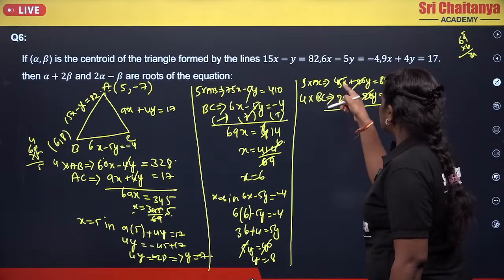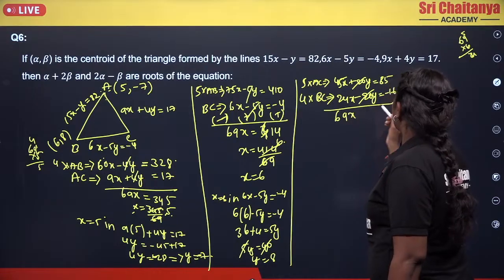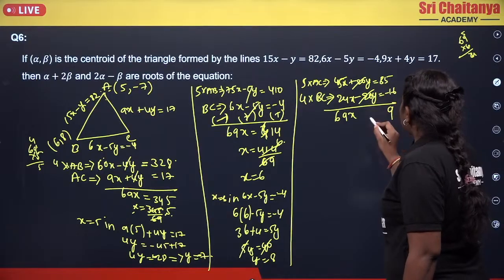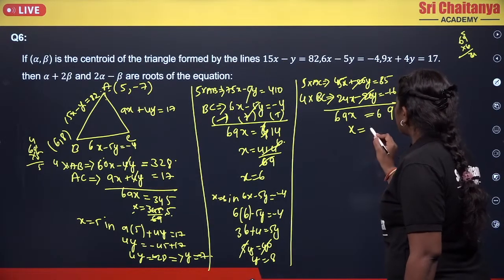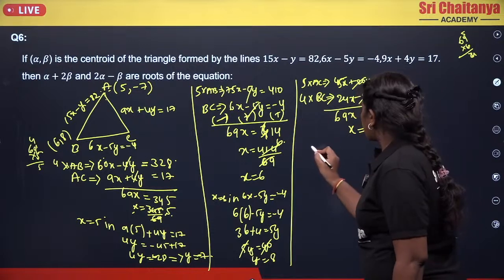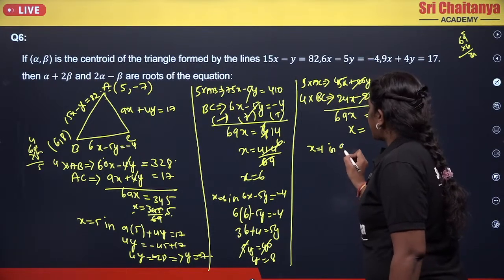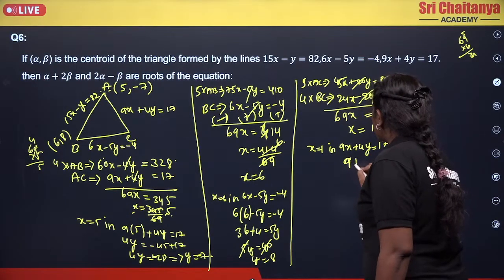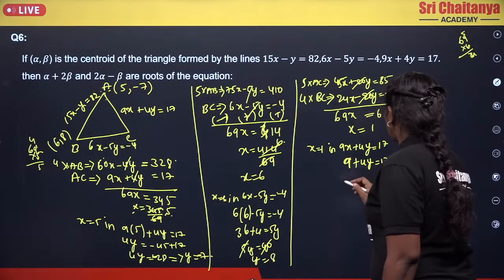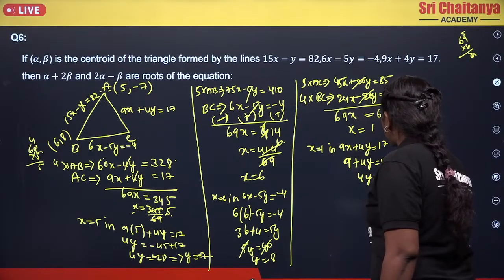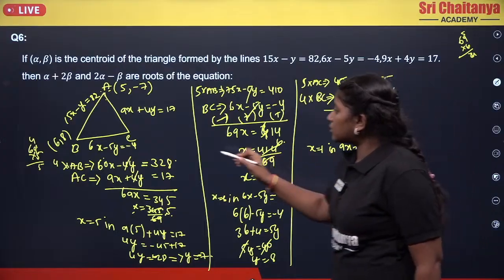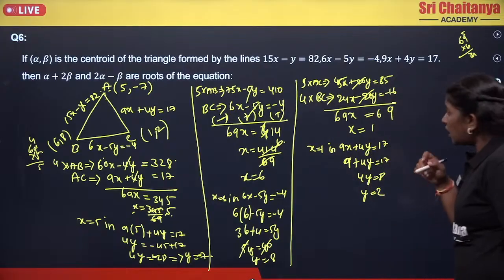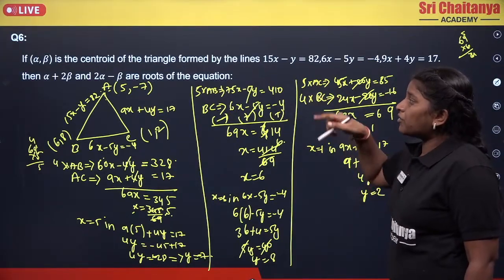Now do the addition. So that becomes 69x, and 85 minus 60 is 25... so that becomes 69. So x equals 1. Okay. So if you place x equals 1 in 9x plus 4y equals 17, that becomes 9 plus 4y equals 17. So 4y equals 8 and y equals 2. Clear? Now we got the coordinates of C as 1, 2. Clear? Now we need to find the centroid of ABC.